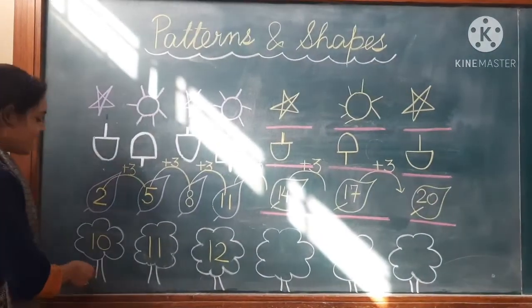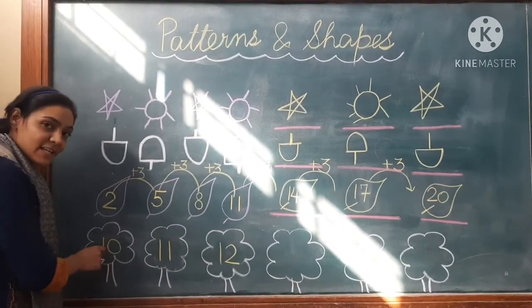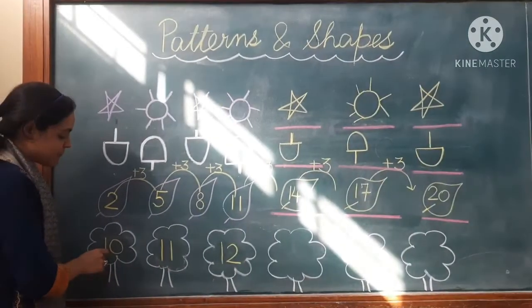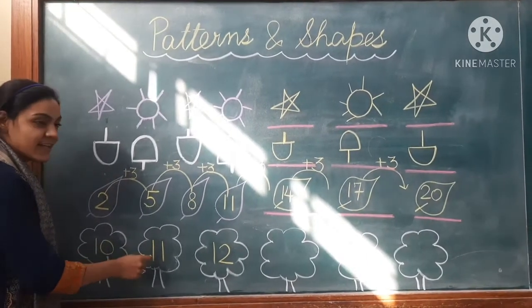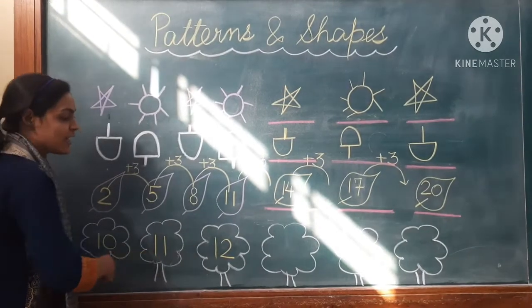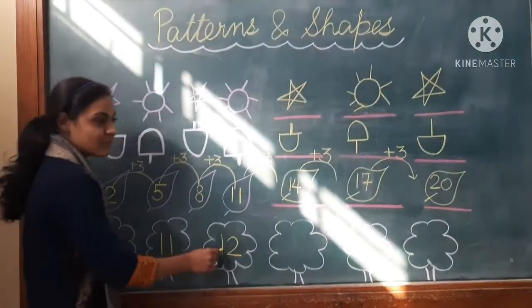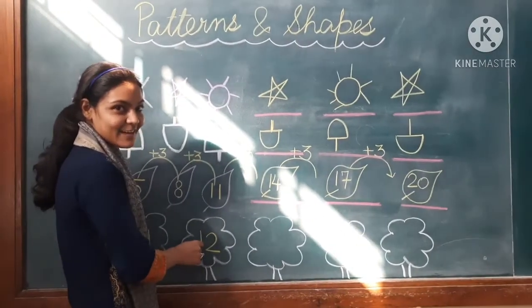Okay, now the last sequence. See, trees are drawn and some numbers are written. So see the first number 10, and after 10 11, and after 11 what is the number 12. So we have to count till the last tree. Okay, so after 12 what number comes? Very good.